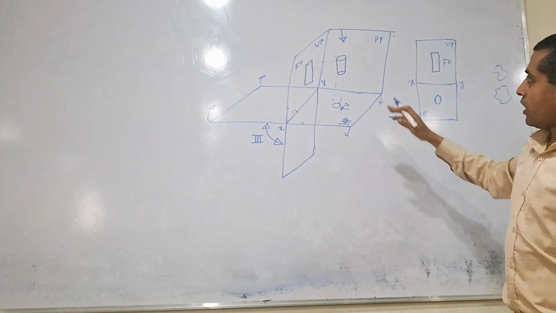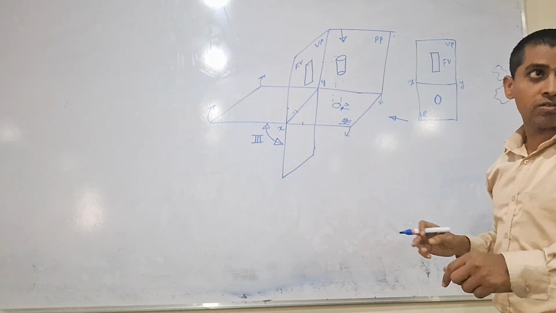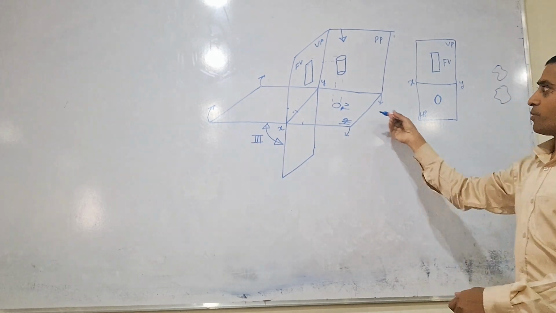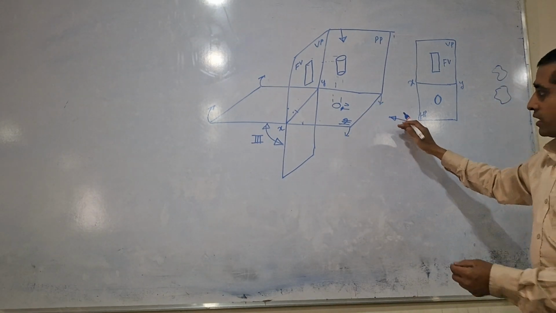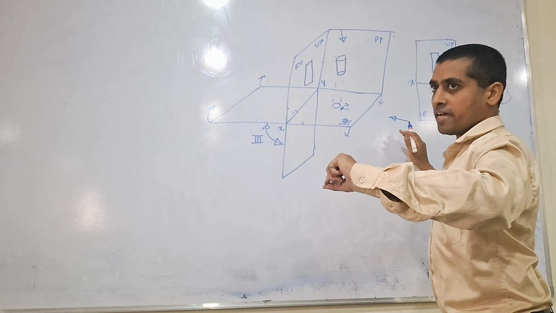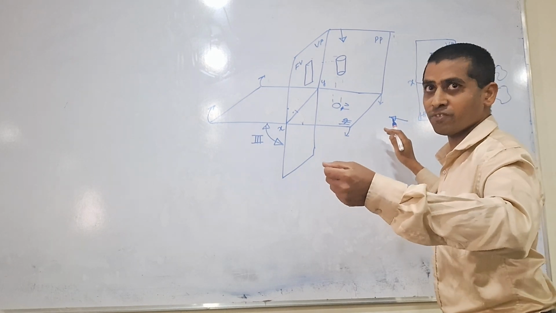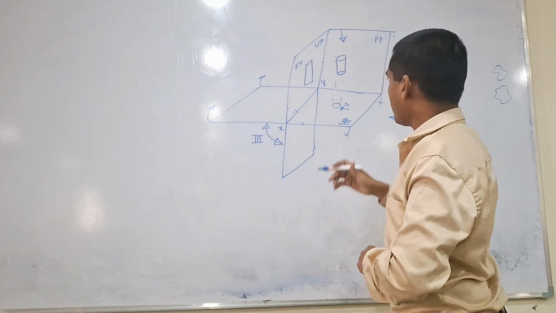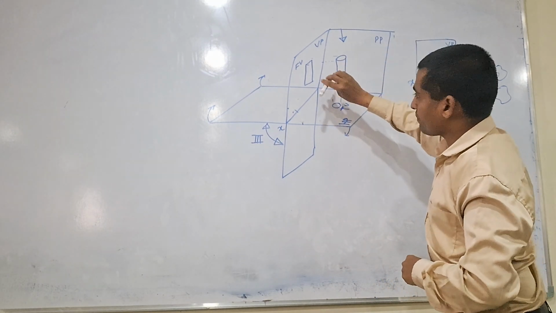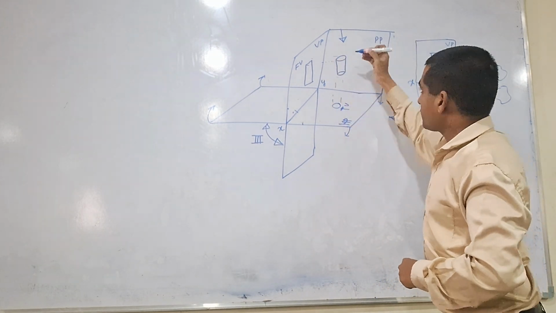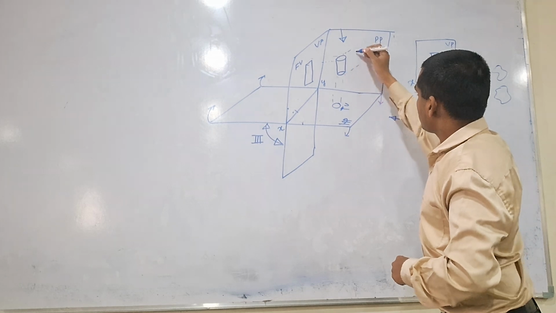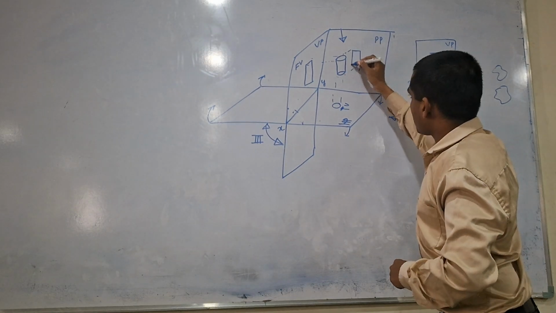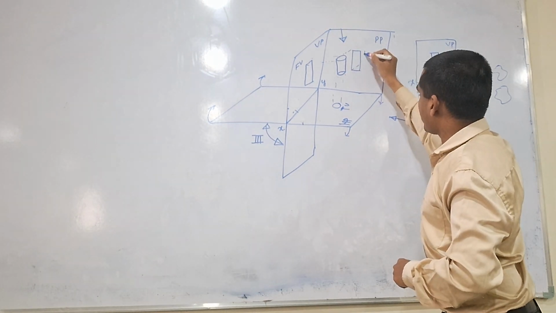Now if I want to see its side view, this is the observer position. The observer is observing this way. He is coming to his left hand side and is observing this object like this. Then this view is nothing but the left hand side view, which is projected on this PP plane. That is also a rectangle. This is a left hand side view.